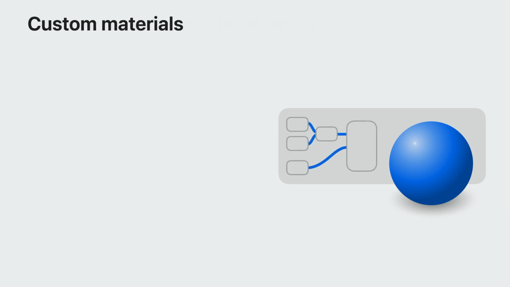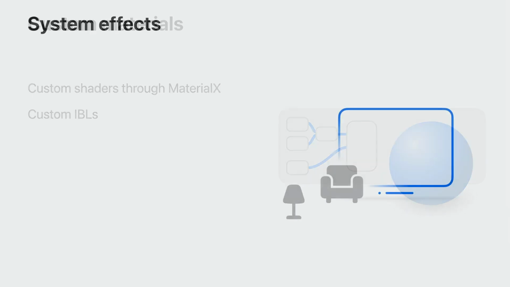But you can choose where you want to be on the scale from realistic to fantastical. Instead of using the built-in PBR shader, you can create customized shader content using MaterialX and edit the shader graph in Reality Composer Pro or other graphic packages. You can also assign custom IBLs to your object for custom lighting effects.